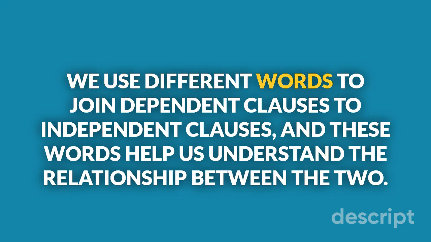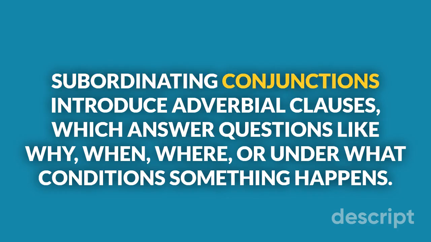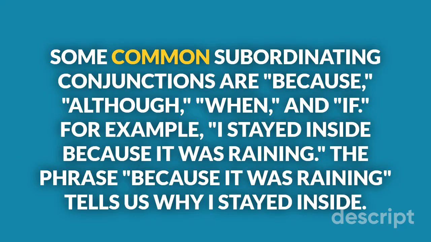We use different words to join dependent clauses to independent clauses, and these words help us understand the relationship between the two. There are three main tools we use for this: subordinating conjunctions, relative pronouns, and conjunctive adverbs. Subordinating conjunctions introduce adverbial clauses, which answer questions like why, when, where, or under what conditions something happens. Some common subordinating conjunctions are because, although, when, and if.